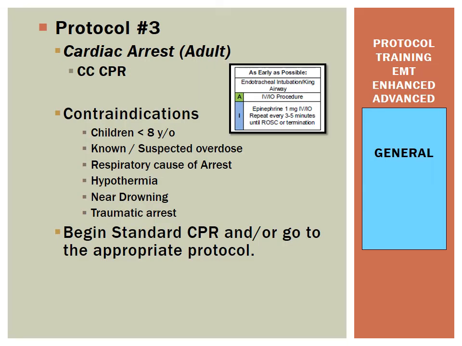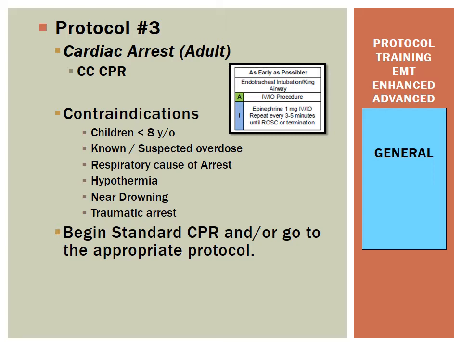So there's a few contraindications to continuous compression CPR, and those are children under the age of 8 years old, known or suspected overdose, whether or not the arrest was caused by a respiratory issue. Of course, we wouldn't want to avoid helping the patient's respiratory system if the arrest was caused by a respiratory issue, hypothermia, near drowning, and a traumatic arrest. If any of these contraindications exist, we begin standard CPR and/or go to the appropriate protocol.